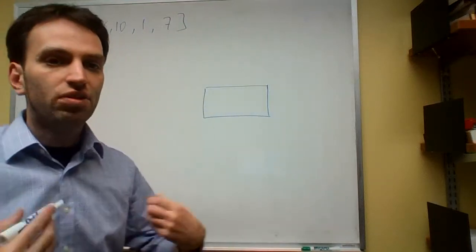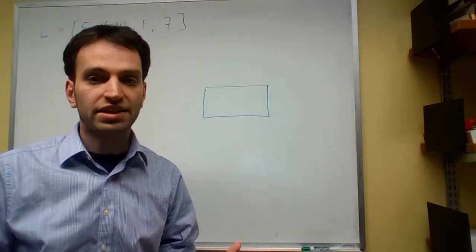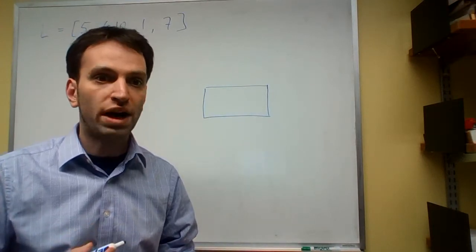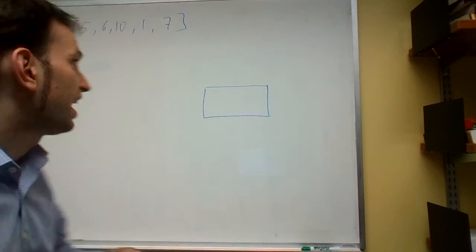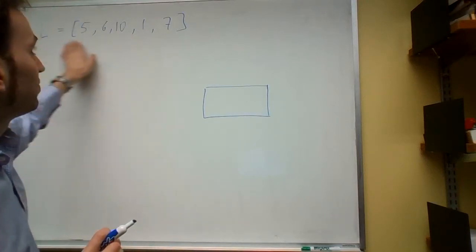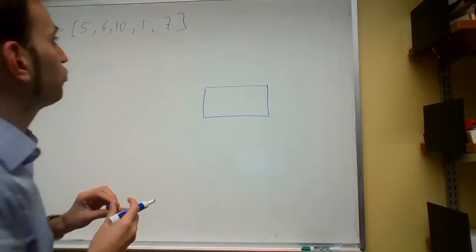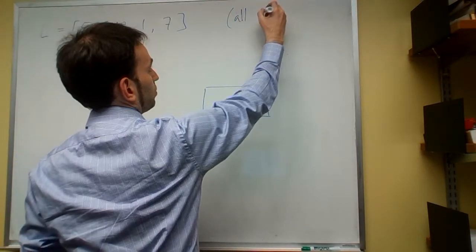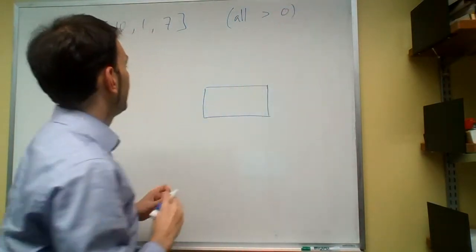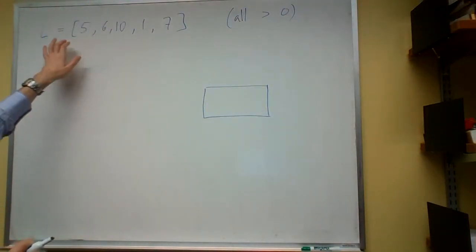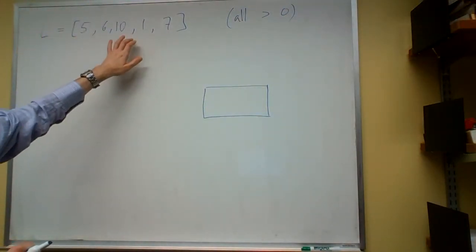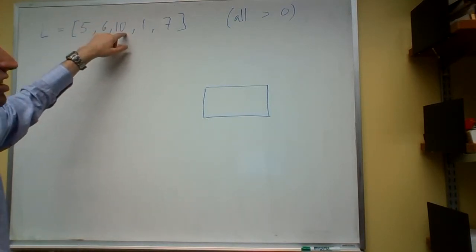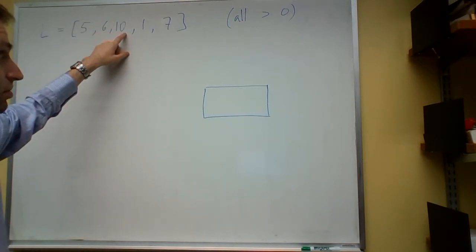In this video, I want to give you a hint about how to approach problem 5 from homework 1. So here's the task. You have a list of numbers which you know are all positive, so all greater than 0. And what you want to do is figure out what's the maximum of the list L, what's the greatest element. So in this case, the greatest element would be 10.